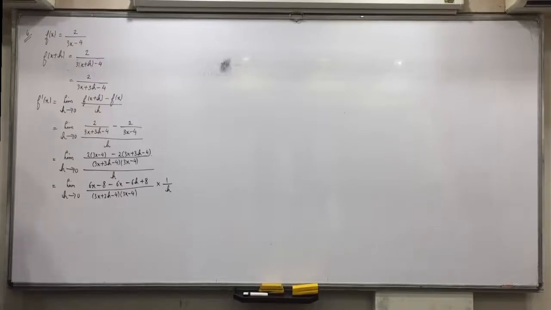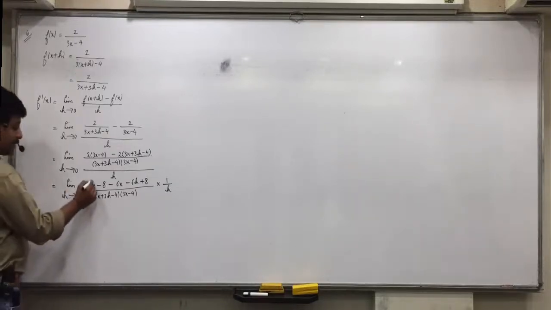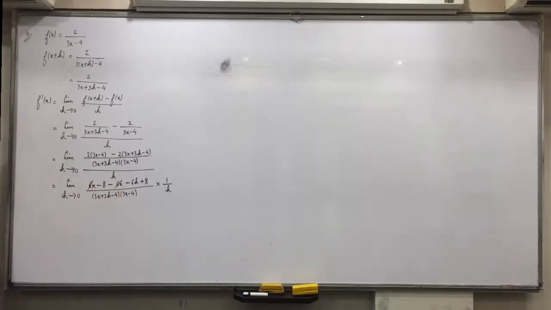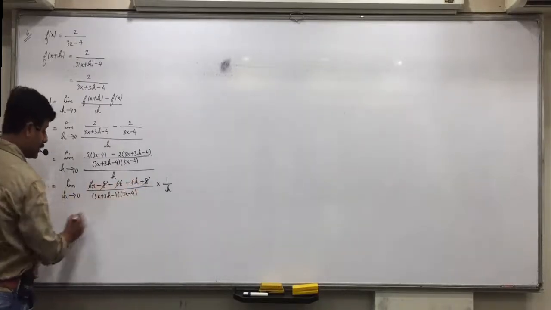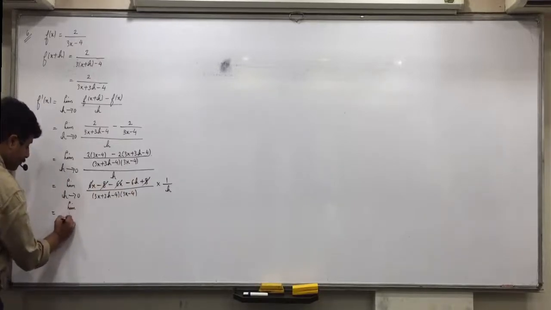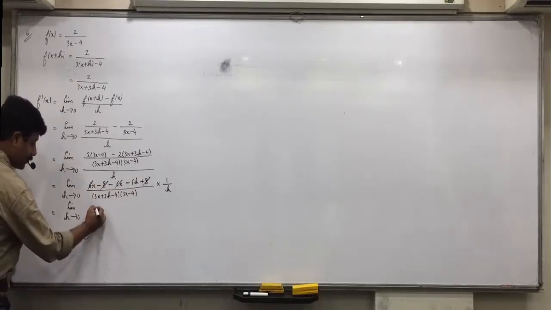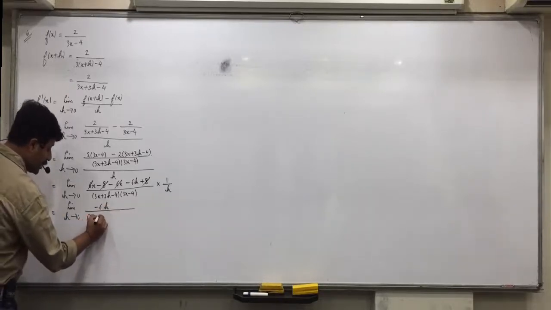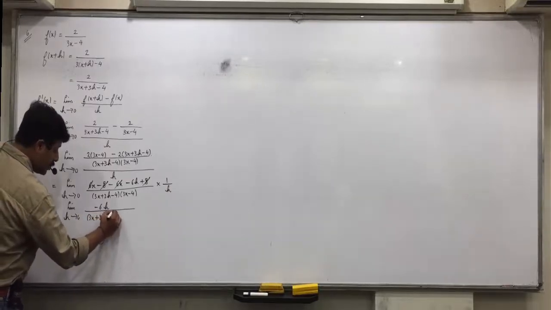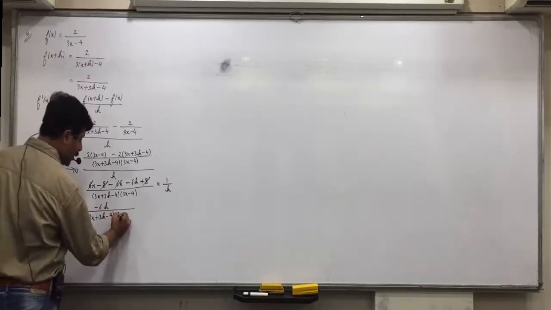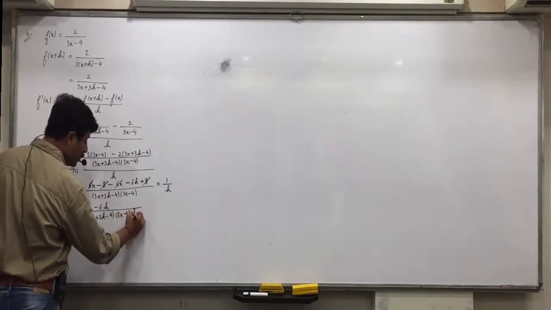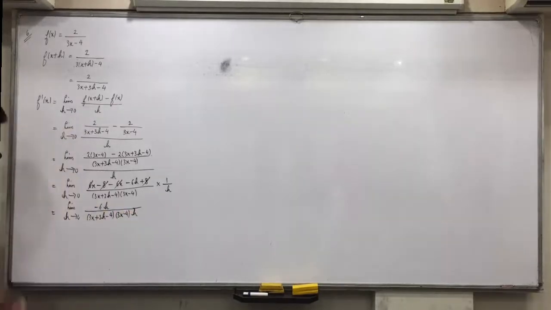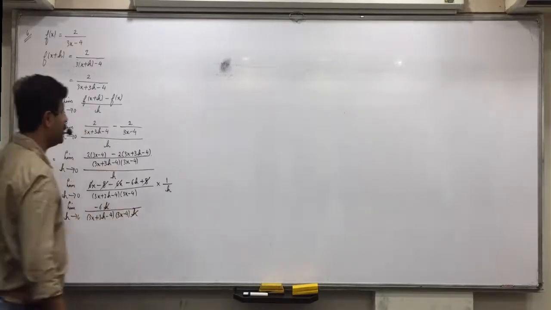Gina, what in numerator gets cancelled? 6x and minus 6x cancel, and minus 8 plus 8 cancel. Tell me what will remain. Limit h tends to 0, minus 6h upon 3x plus 3h minus 4 into 3x minus 4 into h. Now h will also get cancelled.